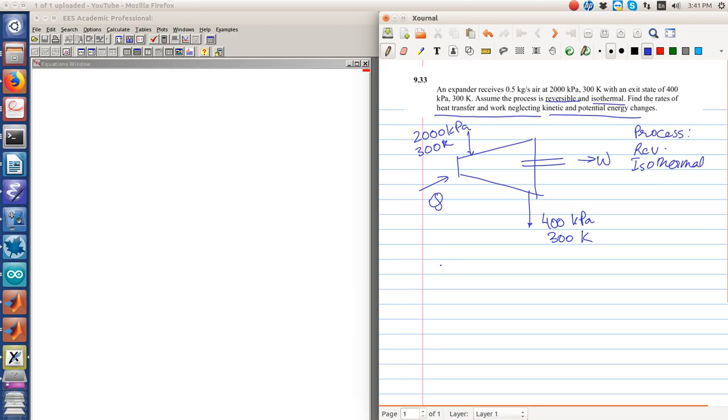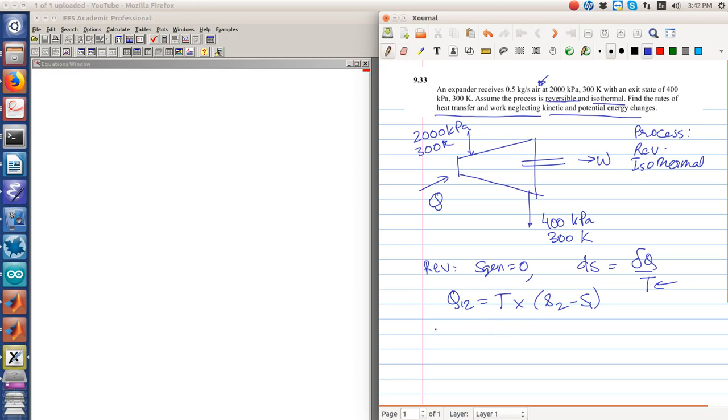So for a reversible process, Sgen equal to 0 and dS equal to delta Q by T, where T is now isothermal and is fixed. So Q12 equal to T multiplied by S2 minus S1. For an ideal gas, let us assume that air is an ideal gas. So for the ideal gas, what is S2 minus S1?